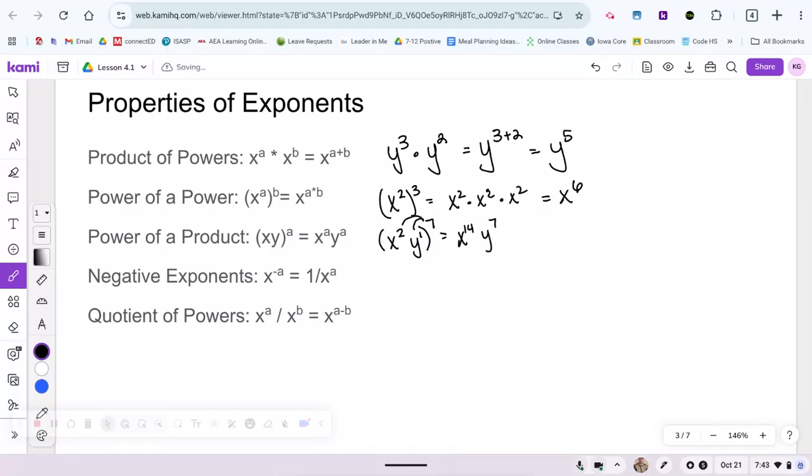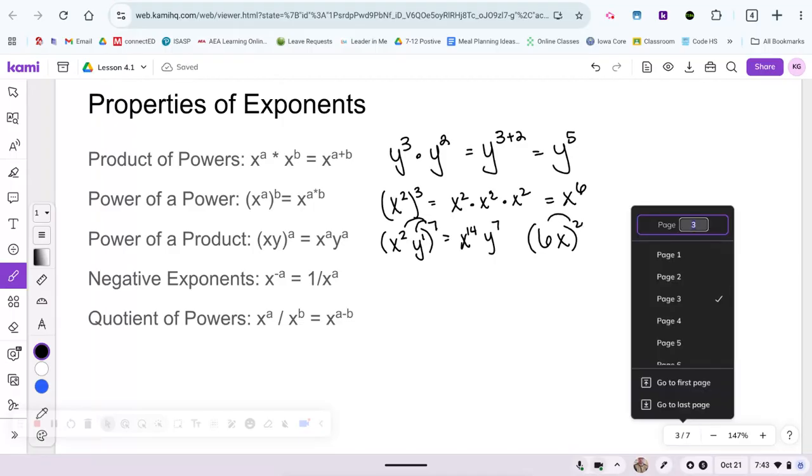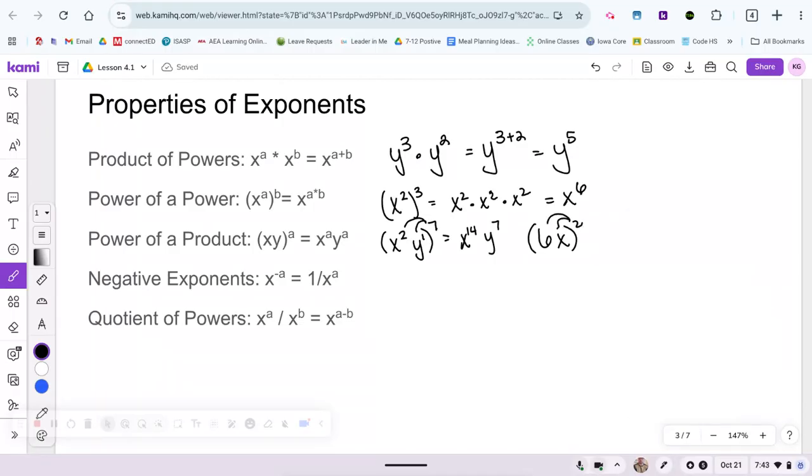The most common mistake I see on these is when we have a coefficient with a variable and everyone forgets to distribute to both the coefficient and to the variable. So this should actually be 6 to the 2nd power and x to the 2nd power, or 36x to the 2nd power, because 6 squared is 36.